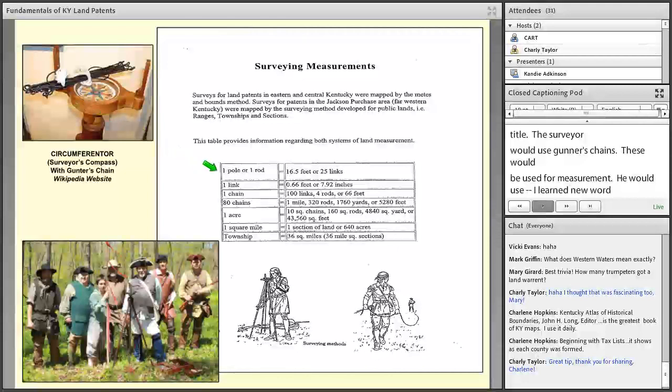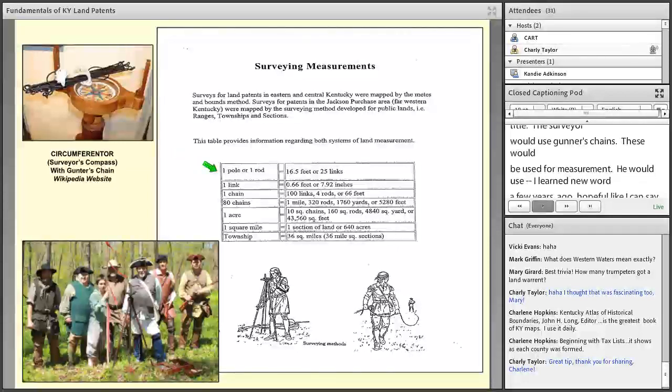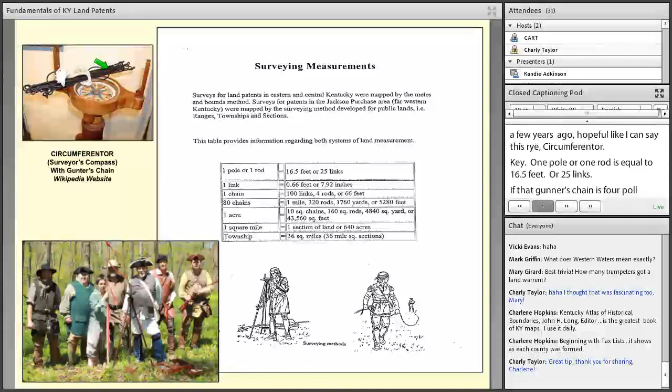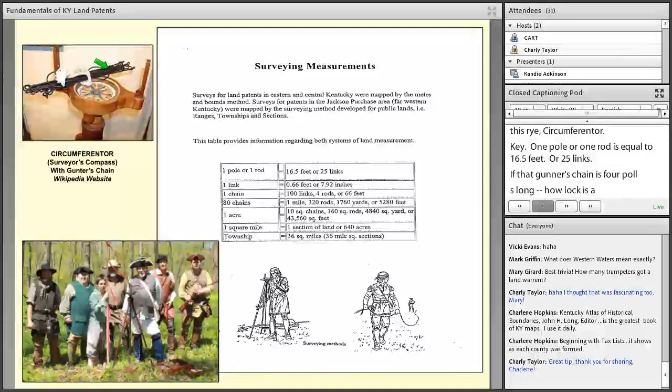Key: one pole or one rod is equal to 16 and a half feet or 25 links. If that Gunter's chain is four poles long, how long is the chain? If one pole is 16 and a half feet long, how long is a four pole chain? And I just saw you take a drink of coffee, Charlie, so I'm going to ask you to carry the two. Oh, I know you're being put on the spot. This really isn't fair. 16 and a half times four.